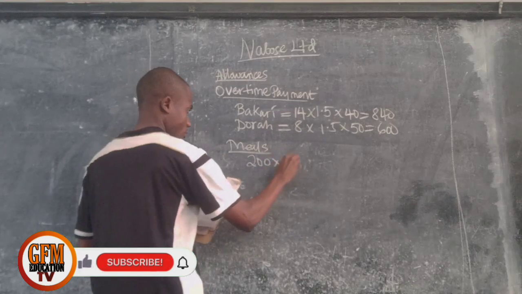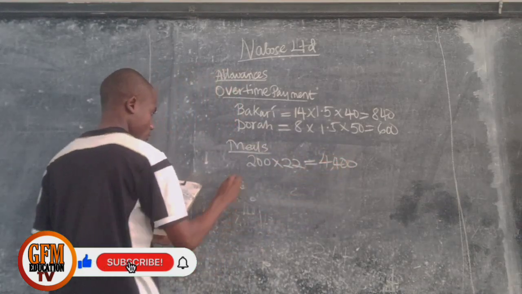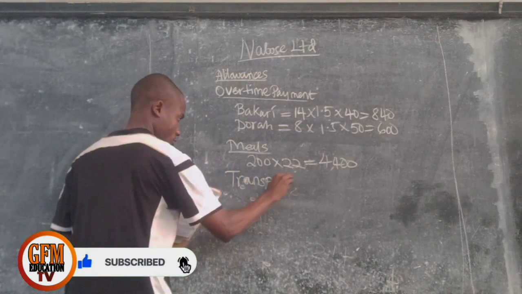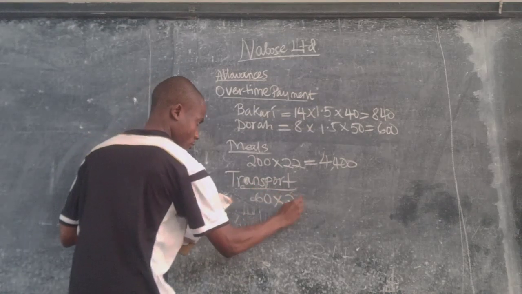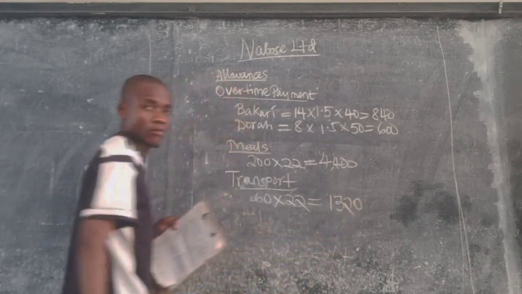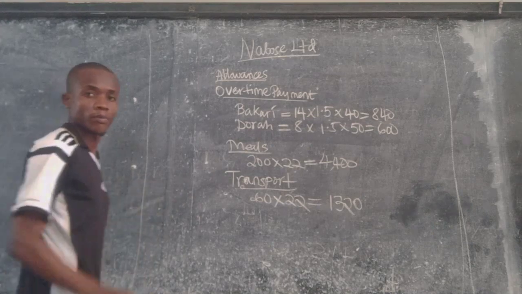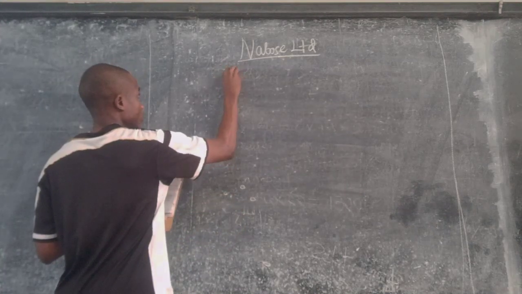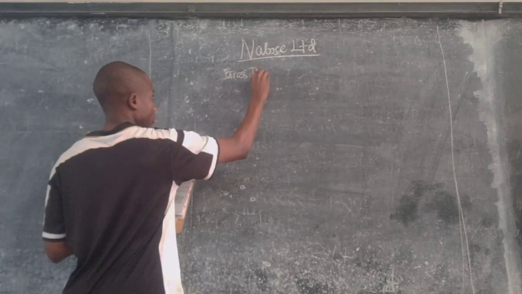Then you'll calculate meals allowance. Meals allowance for everyone was 200 times 22 days, which equals 4,400. But also there was transport allowance for everyone. Transport allowance was 60 times 22 days, you'll get 1,320. And those were the only allowances given. After calculating basic pay and allowance, you have to calculate gross pay.